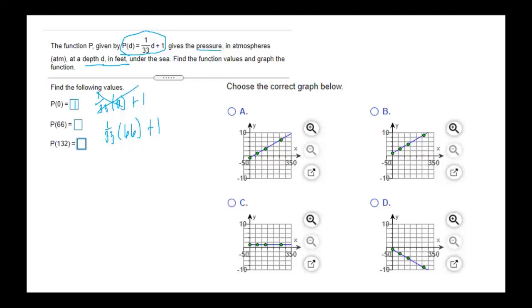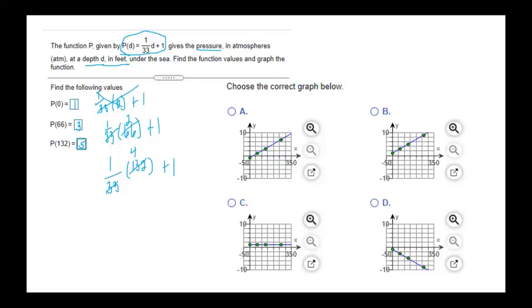Well, 33 will divide into 66 2 times, so 1 times 2 is 2, plus 1 is 3. And then the last one, 1 over 33 times 132 plus 1. Well, I know 132 is just twice as big as 66, so 33 is going to go under there 4 times, and that will end up giving me a total of 5.